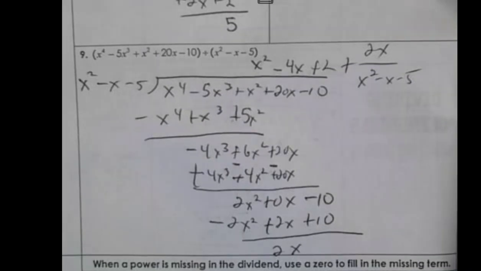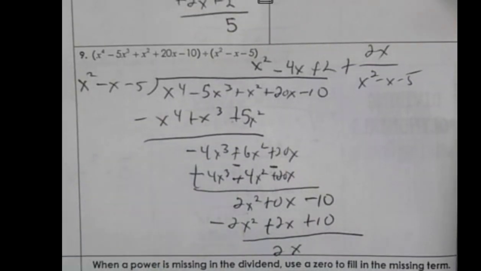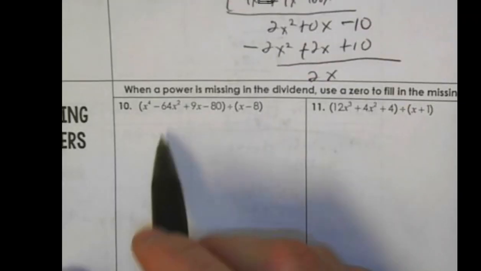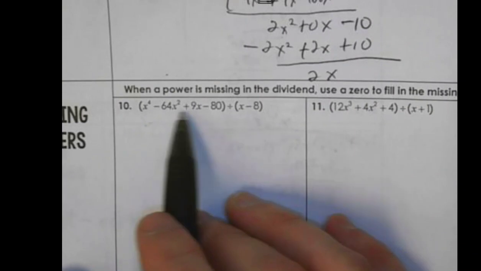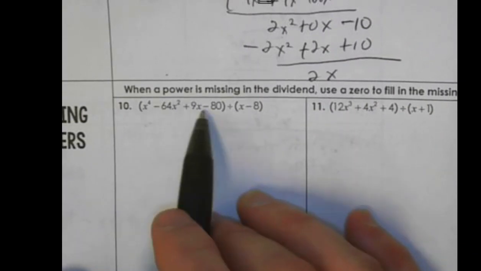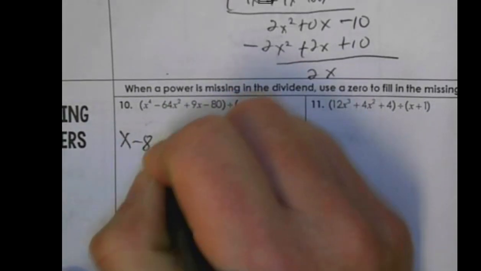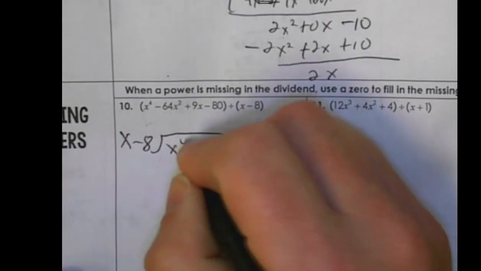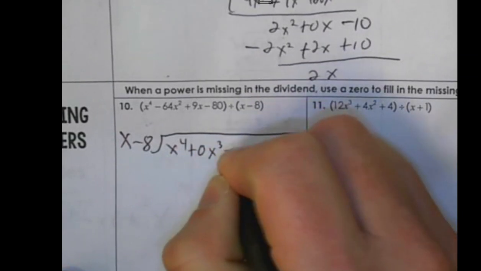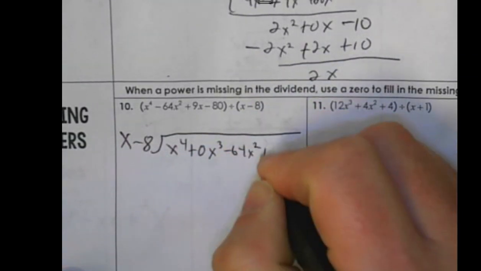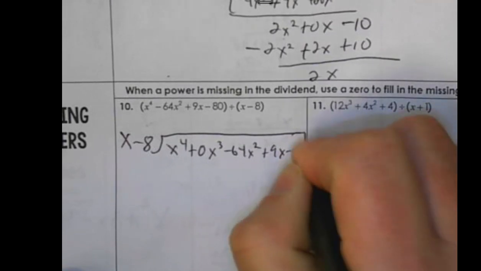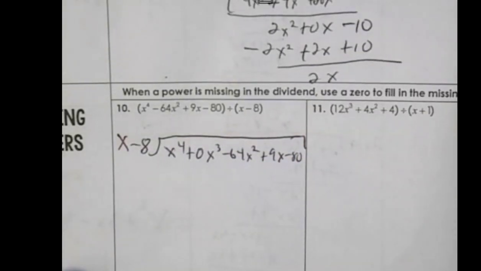Cool. Now, to do the other ones, like if I looked at number 10, you notice that when you write this, it's missing the cubic part, right? Here's how you set it up. You just go x minus 8 like you normally would, but then you use placeholders. So you have x to the fourth plus 0x cubed minus 64x squared plus 9x minus 80. And you do the long division like you normally would. So I set this up. Why don't you pause the video and I'll give you the answer.